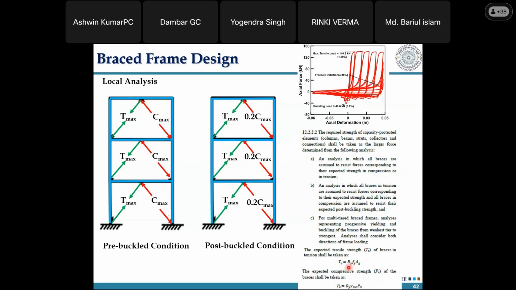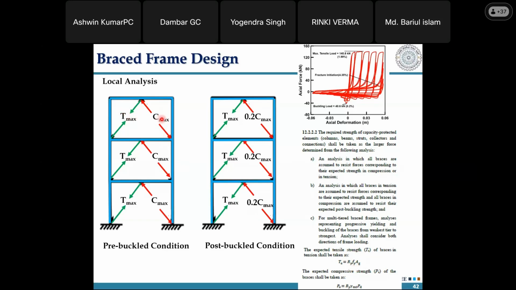You can easily see that the expected value of the tension brace is Ry Fy into Ag, which is yield strength into cross-sectional area. Ry is that uncertainty factor that we talked about, that is, the maximum expected value of tension that is there in the tension member. That is what you will input here.